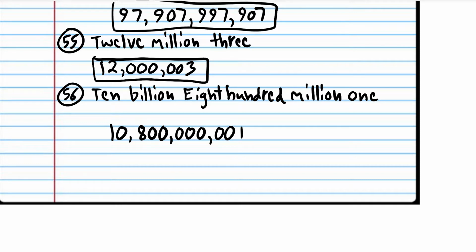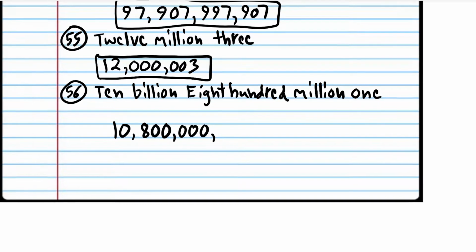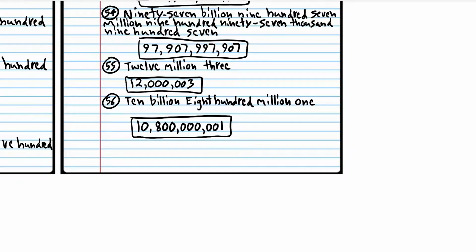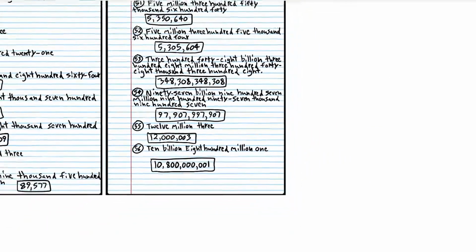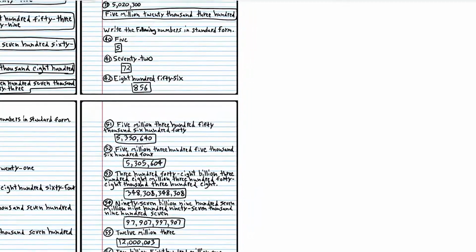Now if it said 10,800,000,010, then we'd have to put the 1 here. If it said 10,800,000,100, then we'd have to put the 1 here, and so on and so forth. So in the homework, you're going to have more practice here. And you can go on the internet and you can find plenty of these types of problems. There's just a never-ending number of problems.